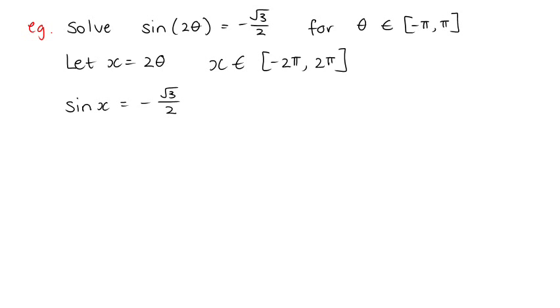We work out the positive value first and then we just use symmetry. So we're going to work out x equals inverse sine of root 3 on 2. We already worked that out before. It was pi on 3.